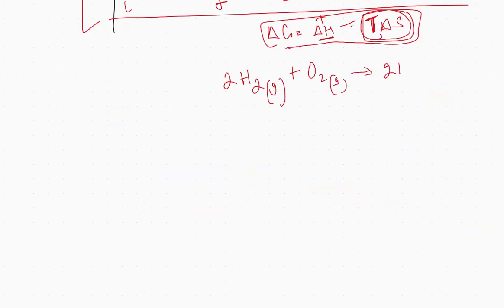We are given certain values, and they're asking what is delta G. They will say calculate the standard delta G. Standard means 1 atm and 25 degrees centigrade. So we have to calculate delta G.